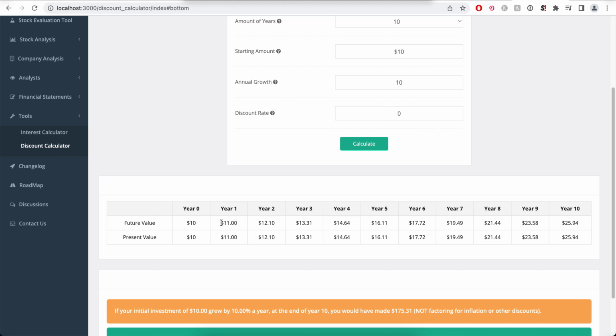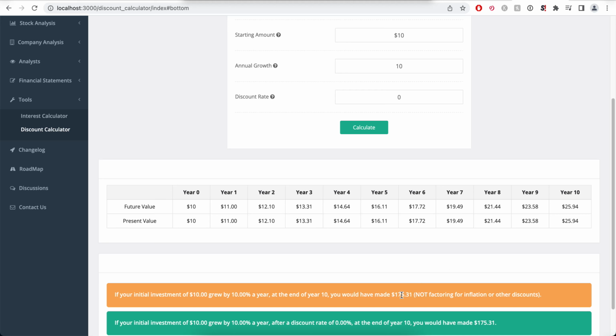And you will see that, of course, year 1, we're going to be having $11. That's 10%, and that's 10% of this one, so 12.10. And then we're arriving at 25.94. And overall, we have made $175.3 total in year 10. That's every year added together over here.